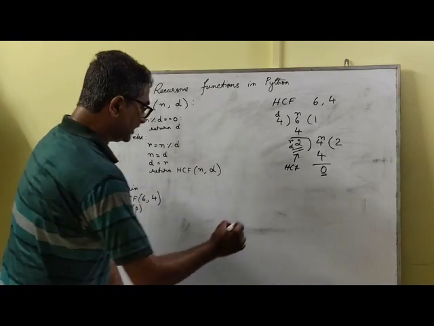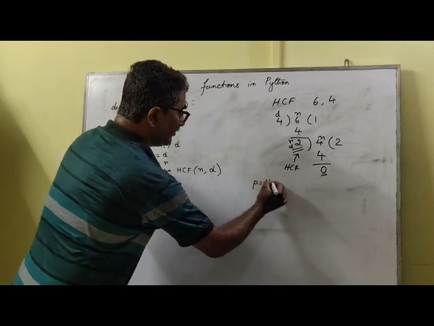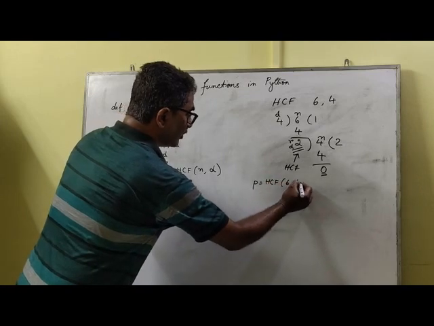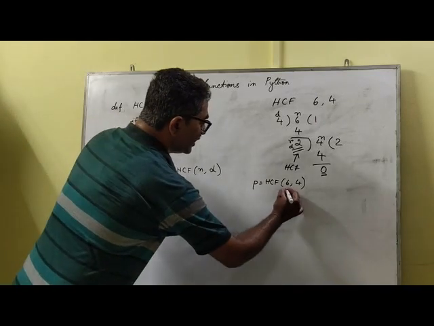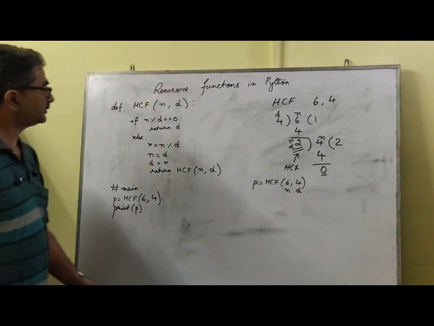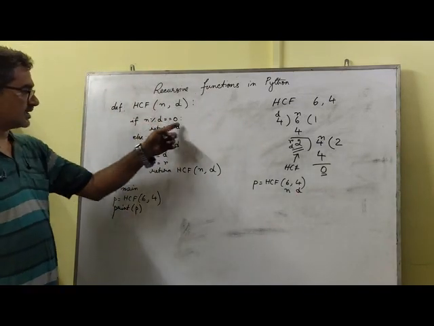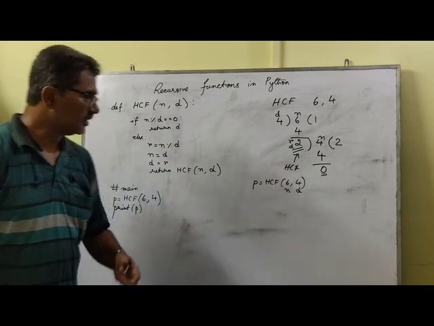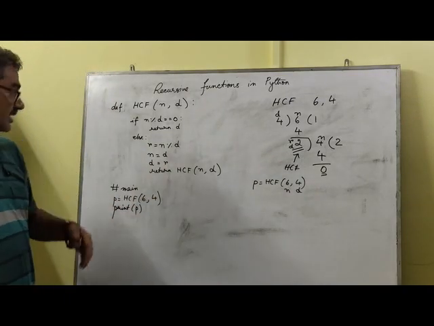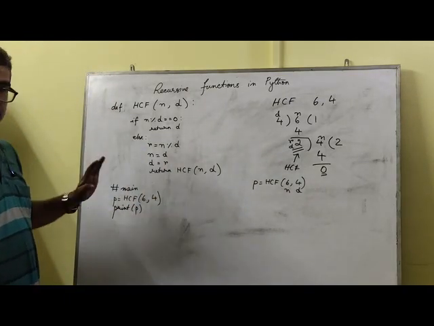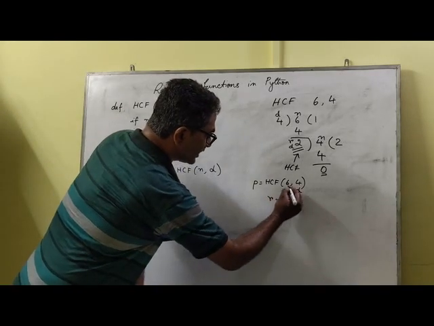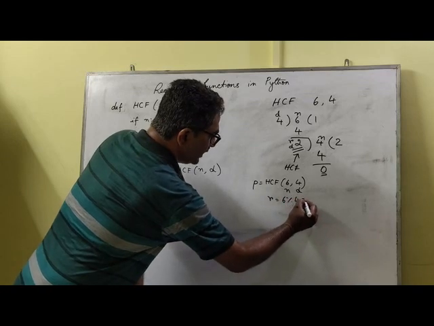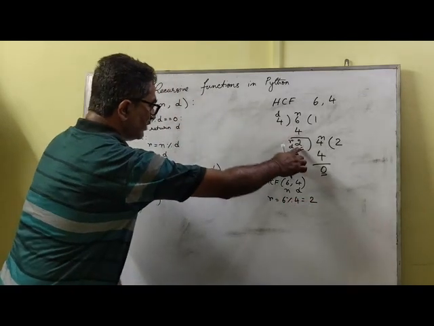So when we start analyzing it, P equal to HCF 6 comma 4. It doesn't matter which number is greater or smaller, because it's still going to work. This is my numerator, this is my denominator. If n modulus d equal to 0, that means 6 modulus 4, if it is equal to 0, now it isn't 0. So what happens? It directly jumps to the else part. And in the else part, r equal to n modulus d. So r equal to 6 modulus 4, which happens to be 2. This is what we see over here.